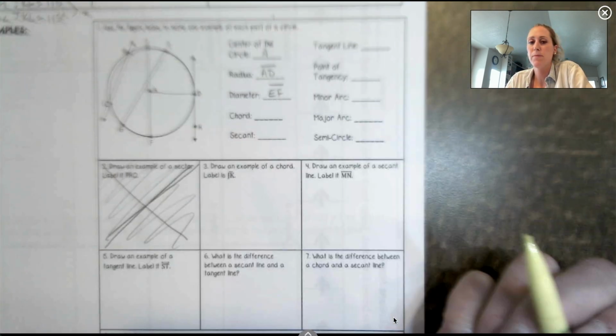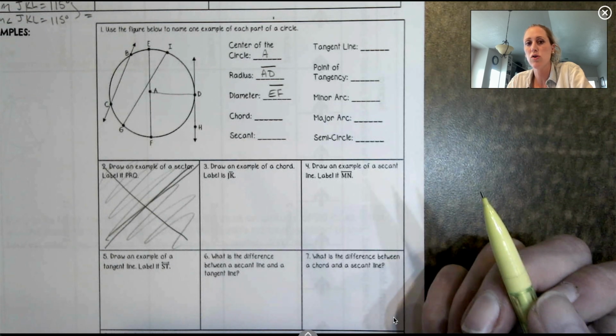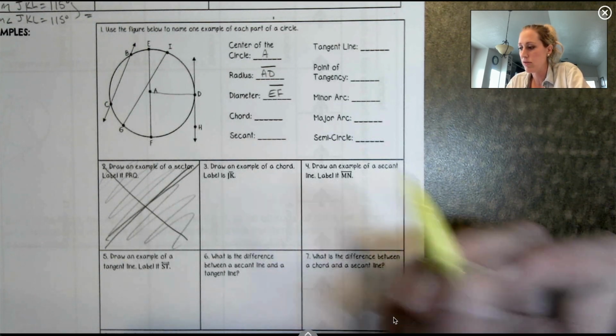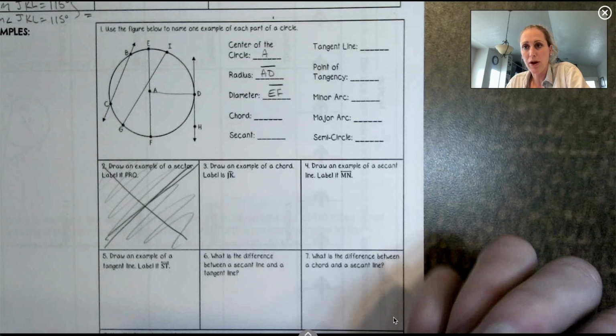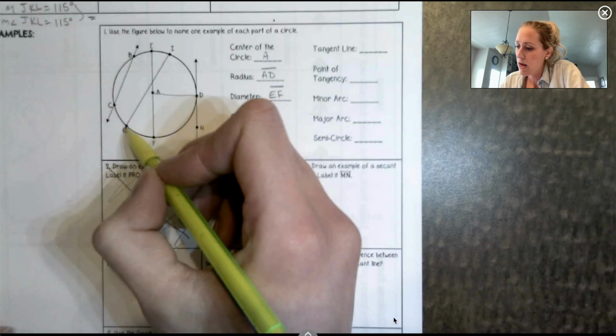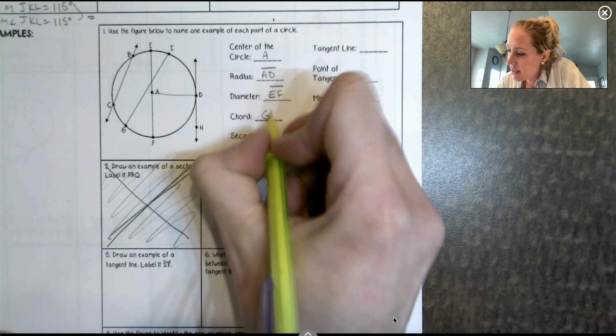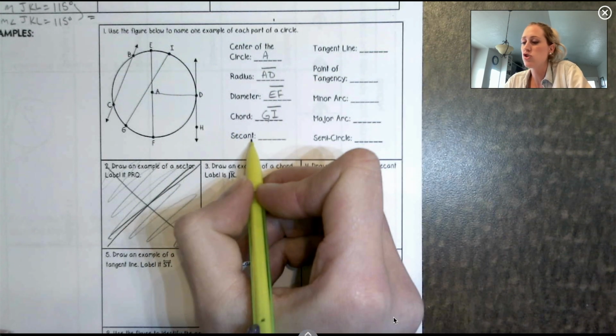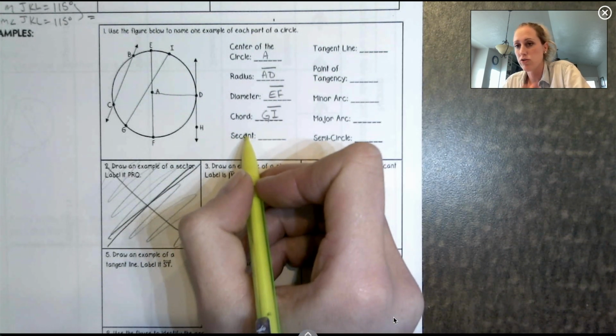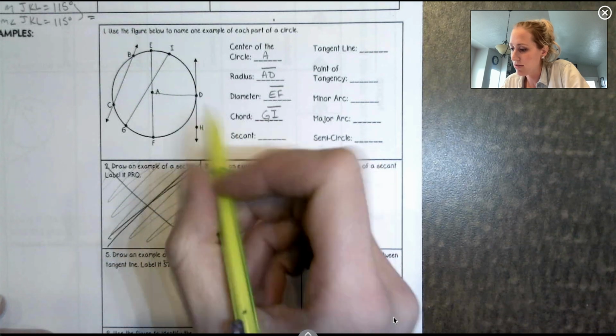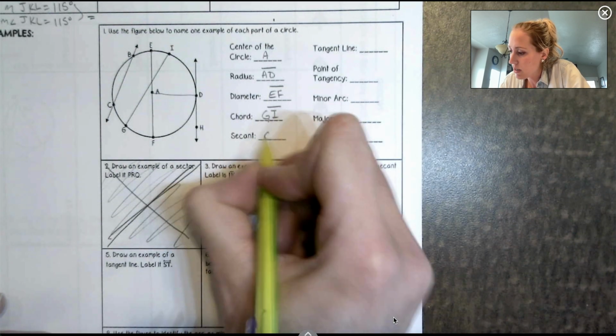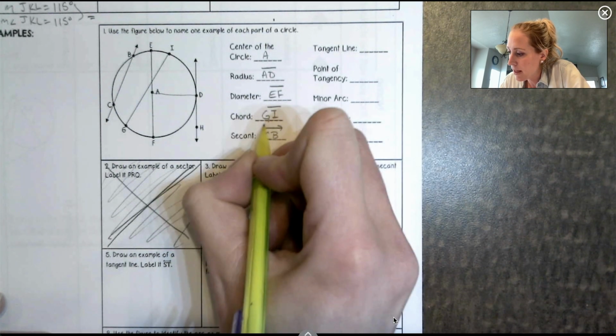A chord. Okay, so remember a chord touches the circle twice, but it's a segment. A diameter is actually also a chord, but we'll pick a different one. G to I. Okay, secant is just like a chord, but it's a line. It's going to have arrows, so it's got to go through the circle twice. So C to B would be an example of secant.